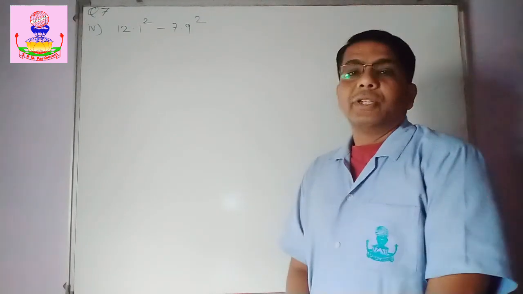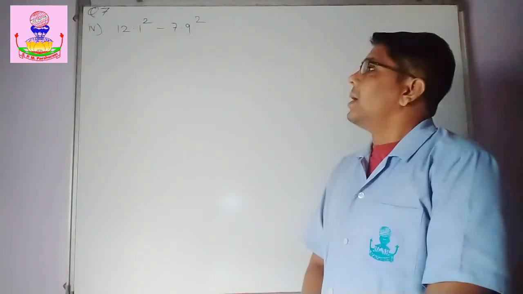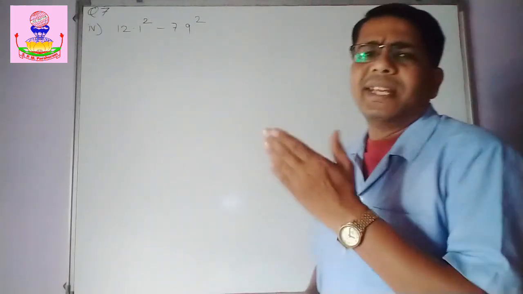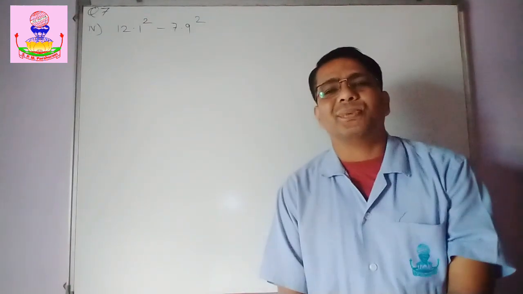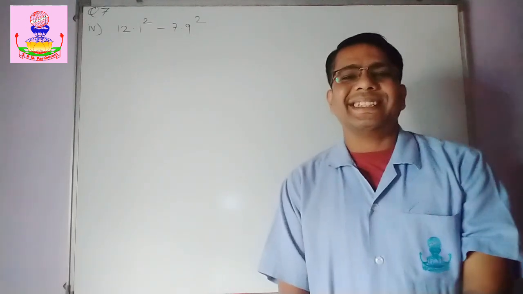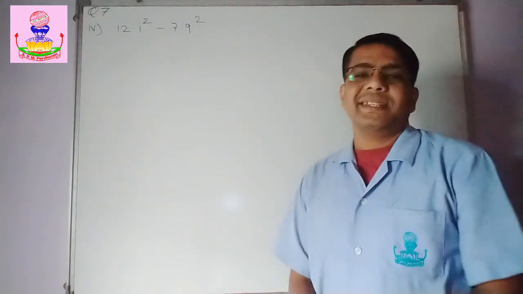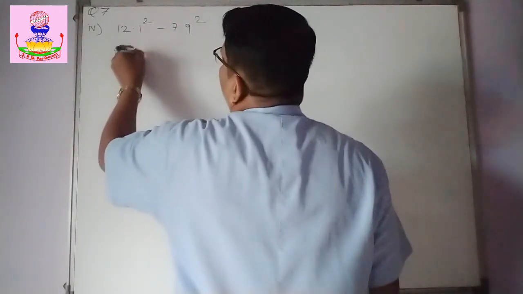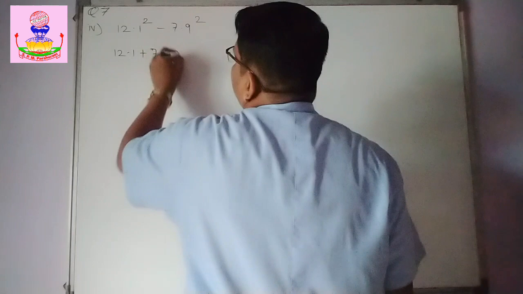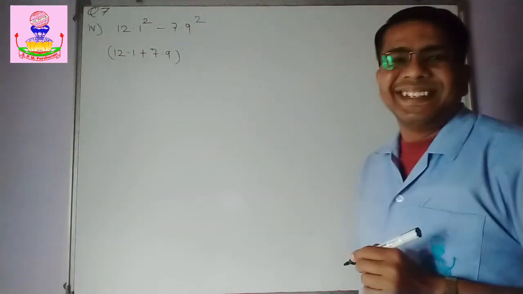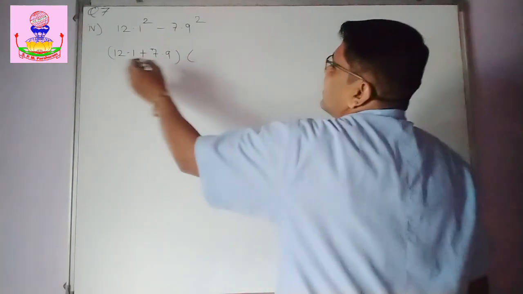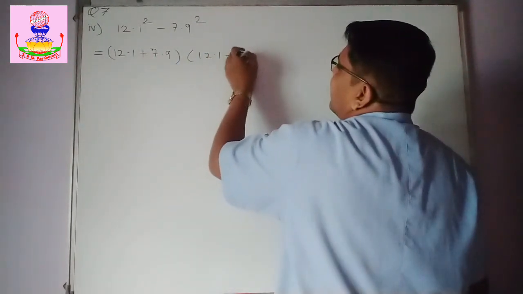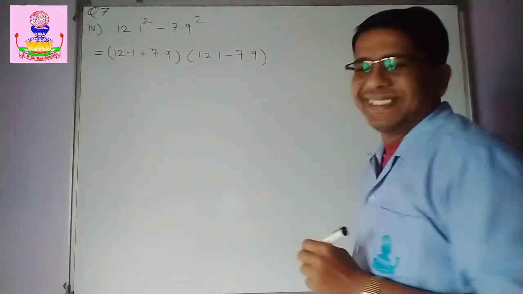Now see fourth one, 12.1 square minus 7.9 square. Okay, so again a square minus b square is equal to (a plus b) into (a minus b). So that is 12.1 plus 7.9, a plus b, into a minus b, 12.1 minus 7.9.